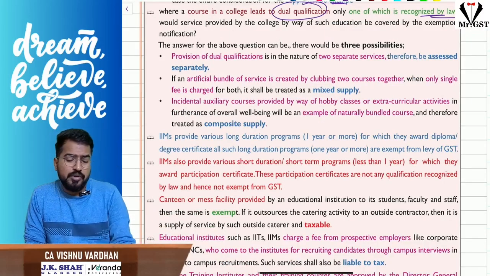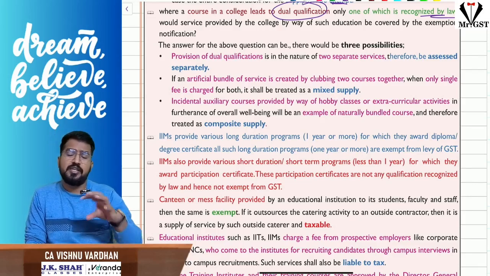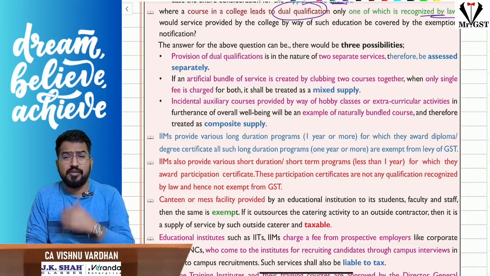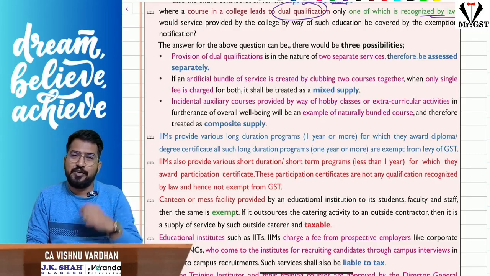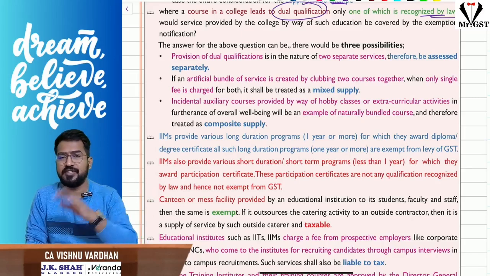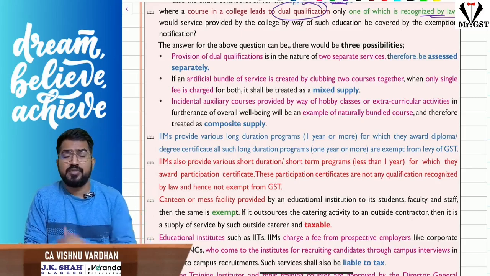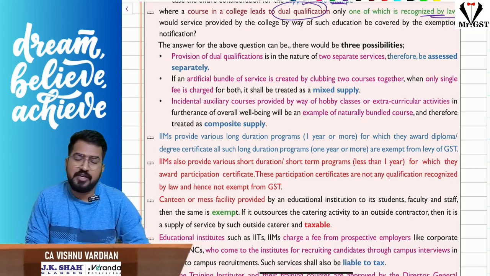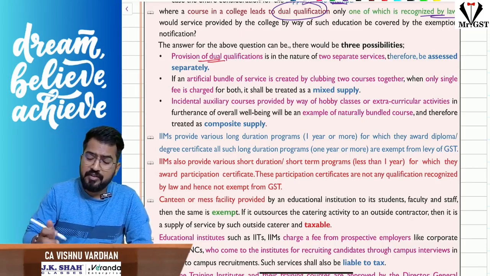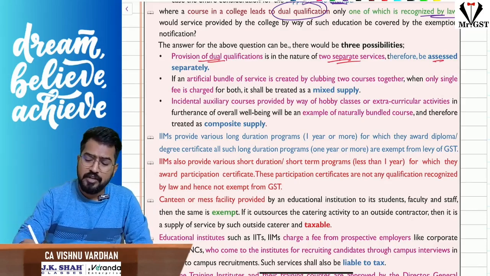So, for example, you are studying 12th standard in your school or college, whatever it is, they are providing 12th standard as well as you will be seeing NEET coaching, IIT coaching, CA coaching, all that stuff. One is recognized by law, one is not. For one part you are an educational institution, for the other part you are not. So this NEET or IIT coaching, CA coaching, you are not providing as a part of your curriculum. So in such cases, you are providing two separate services, therefore it will be assessed separately.